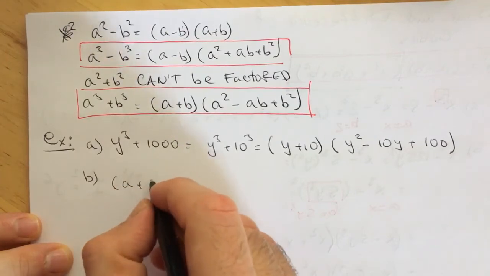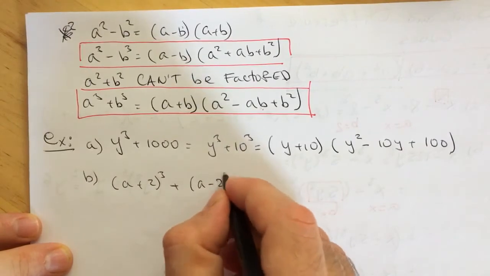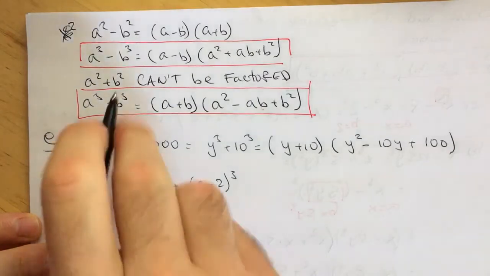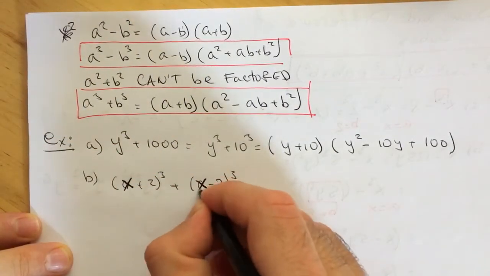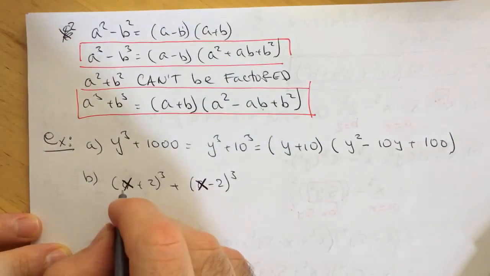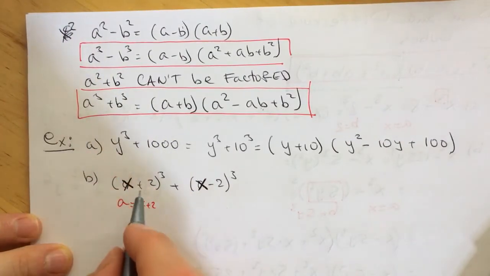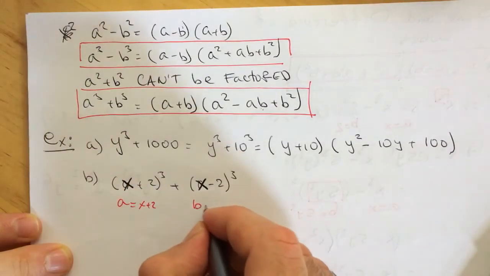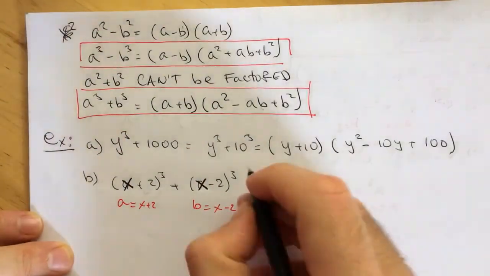x plus 2 cubed plus x minus 2 cubed. Okay, let me put x here instead of a, so these are not going to be confused. Now the whole factor here is x plus 2. So your a is x plus 2, right? The whole factor x plus 2 is raised to power 3. So a is x plus 2, and by the same logic, b is equal to x minus 2.